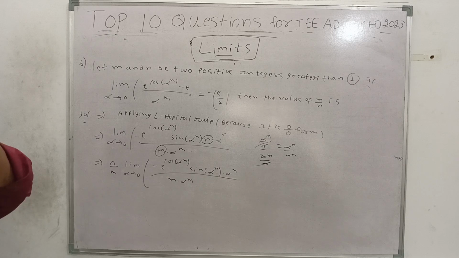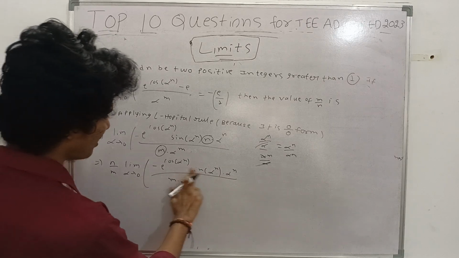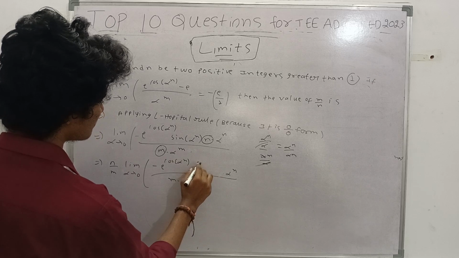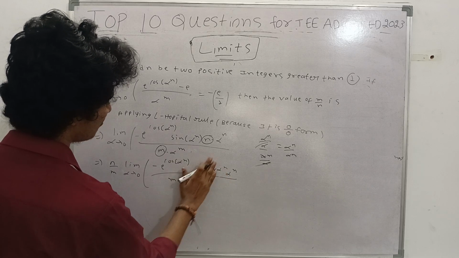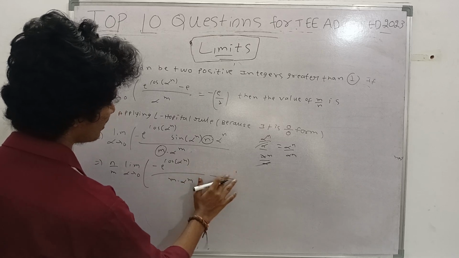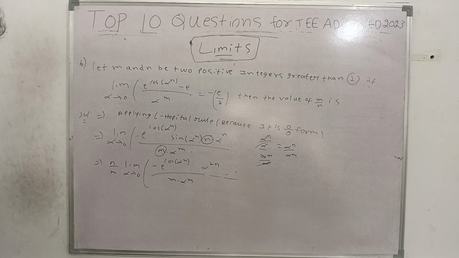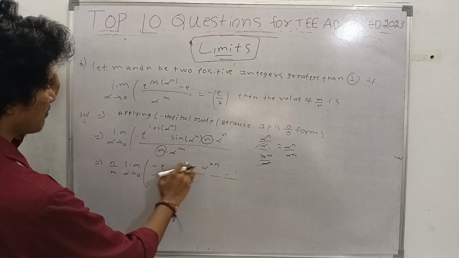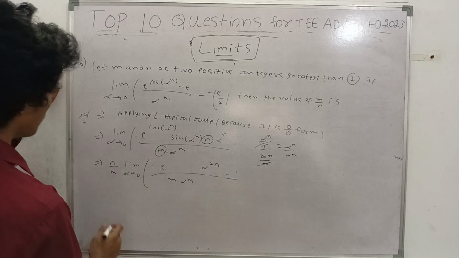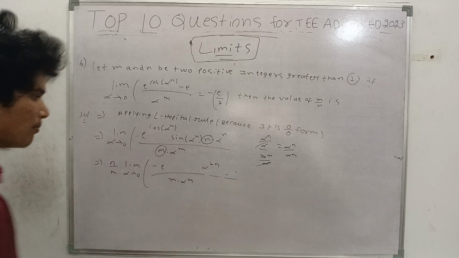And now what can we think? When alpha is tending to 0, I can make this entire thing, that is sin alpha power n divided by alpha power n, into alpha power n. And alpha into alpha power n is alpha power 2n. Understand? Alpha power 2n, and when alpha is tending to 0, the complete thing is equal to e. So it will be minus e into alpha power 2n divided by m into alpha power m.